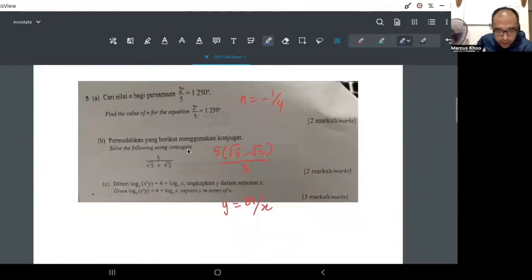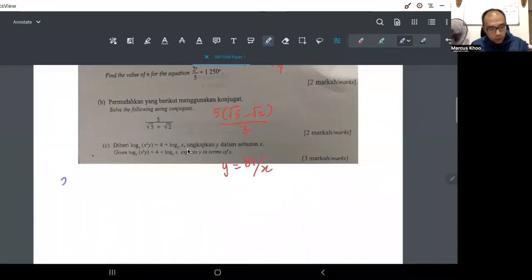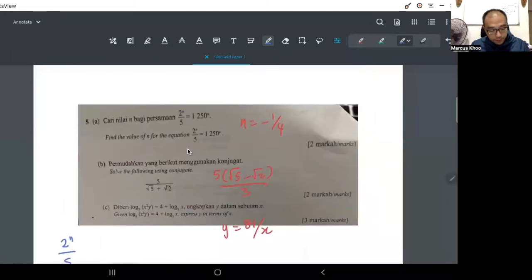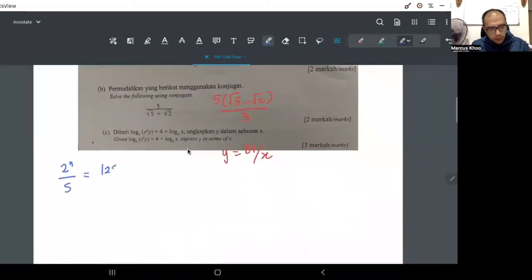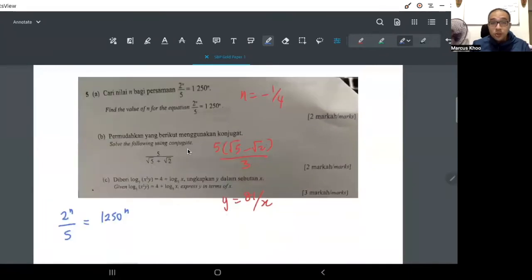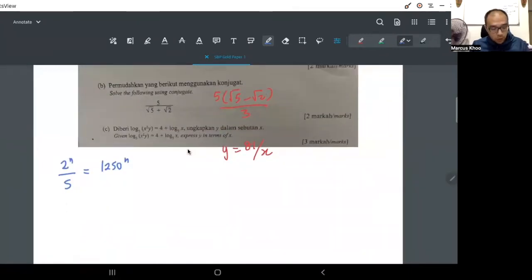Find the value of n for the equation 2 to the power n over 5 equals 1250 over n. So there are a couple of ways to do this. If you're going to do 2 to the power n over 5 equals 1250 to the power n, what you can do is bring this down and switch this across. 2 to the power n over 1250 to the power n equals 5.